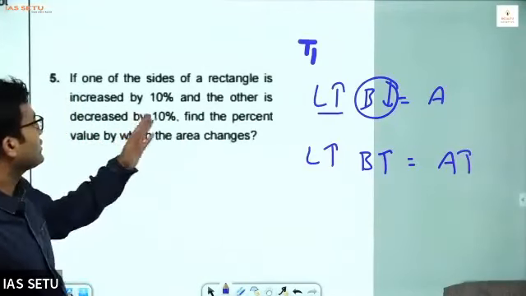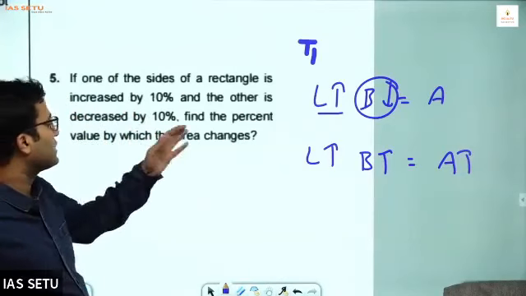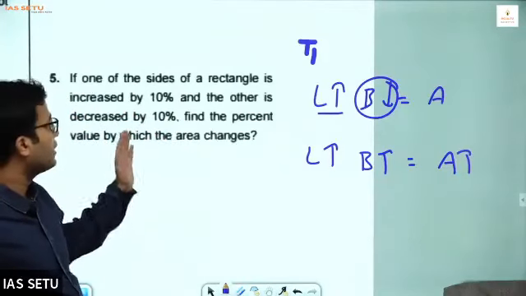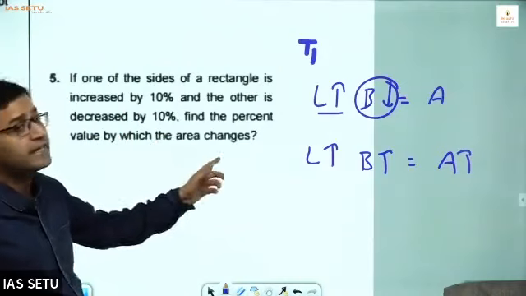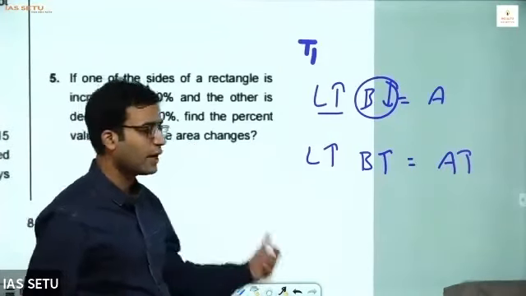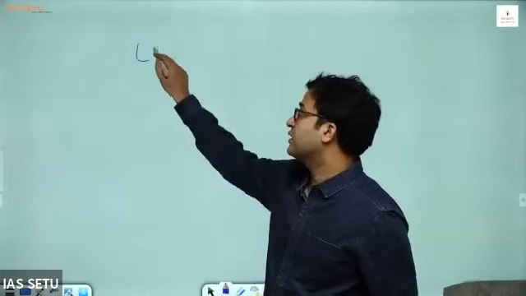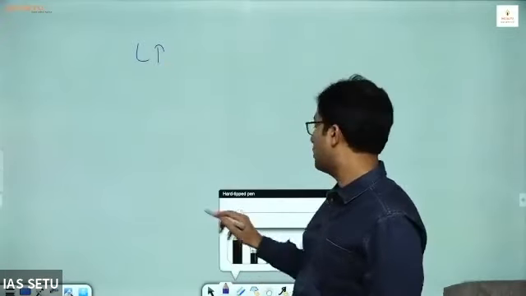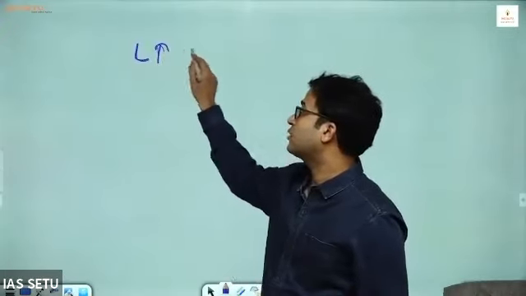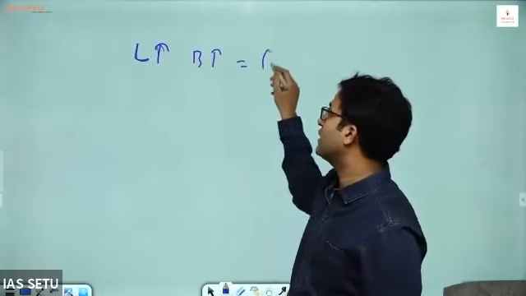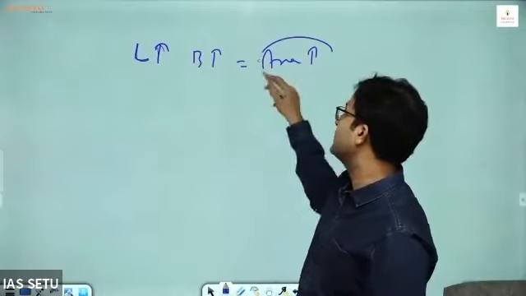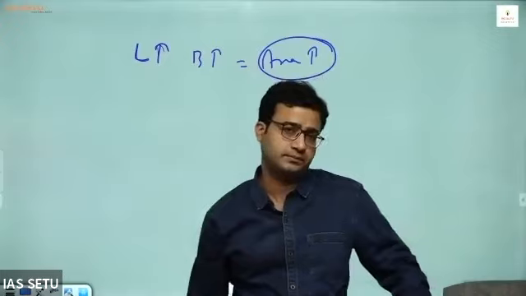Here, if one of the sides of a rectangle is increased by 10%, and the other is decreased by 10%, find the percent value by which the area changes. Before I take this question, I give you an idea about type 2 so that we can understand what this type 2 is. See here, I told you length increases, breadth also increases, because of that area will increase, and that increase in the area we have to find.